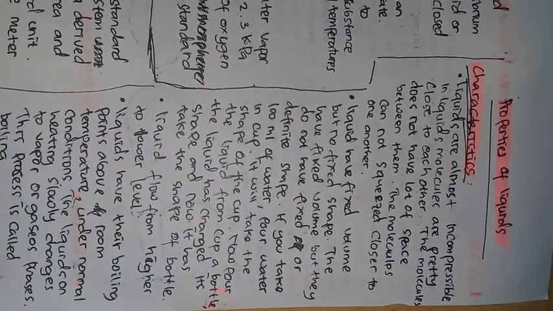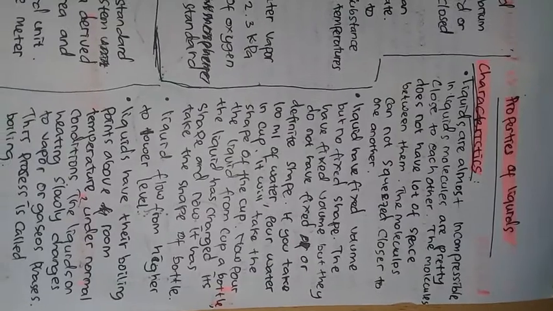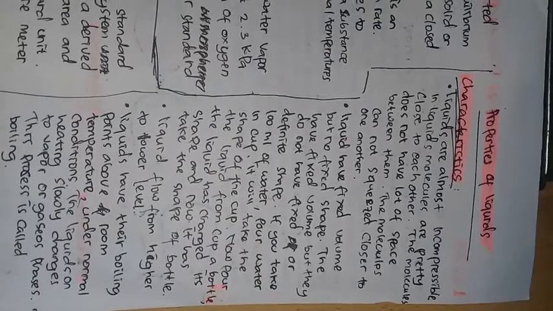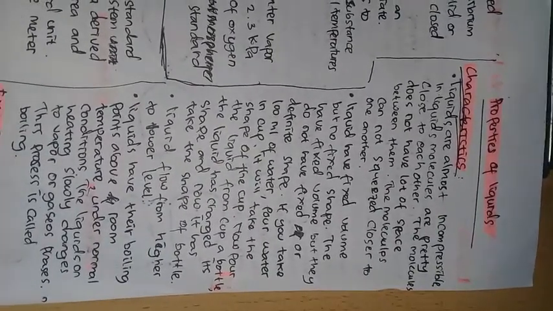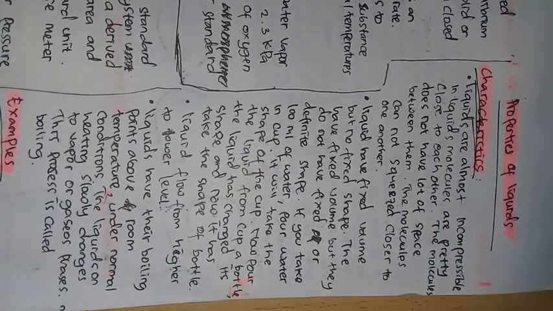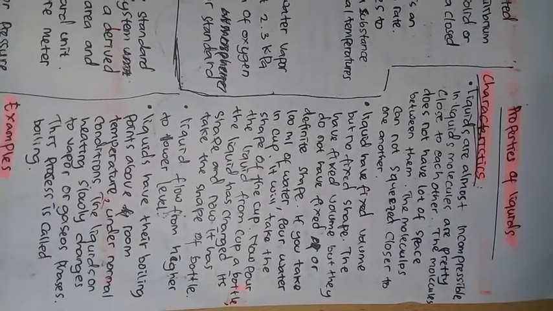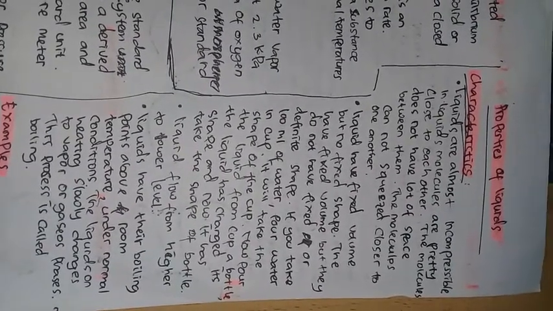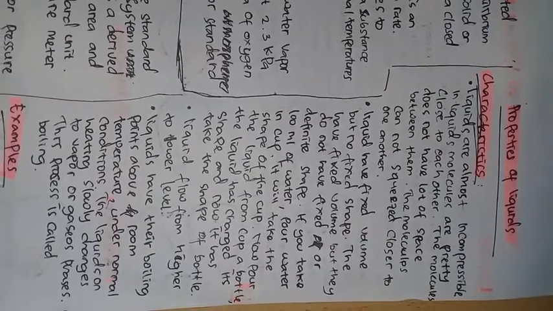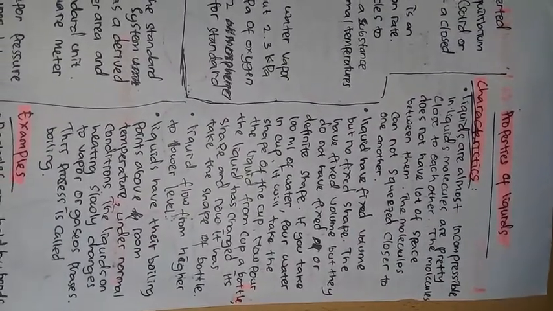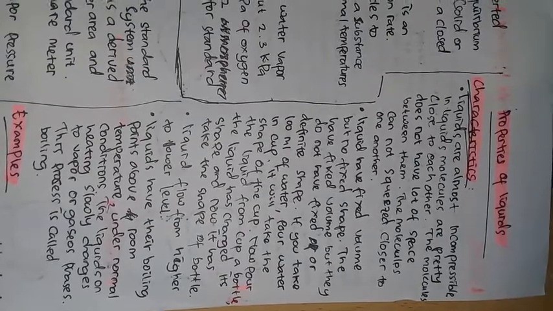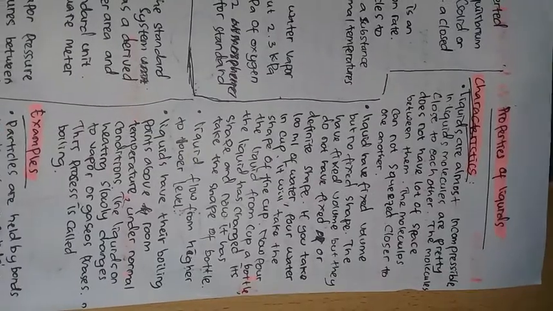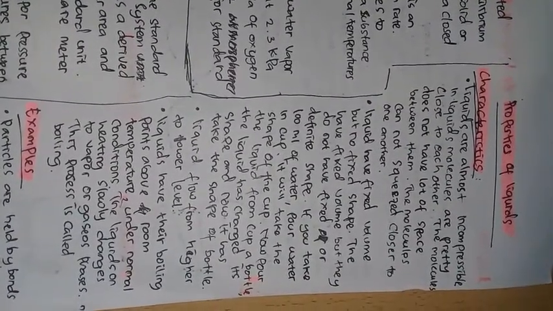2. Liquids have fixed volume but no fixed shape. They have fixed volume but they do not have a fixed or definite shape. If you take 100 ml of water and pour it in a cup, it will take the shape of the cup. Now, pour the liquid from the cup into a bottle. The liquid has changed its shape, and now it has taken the shape of the bottle. 3. Liquids flow from a higher to a lower level.